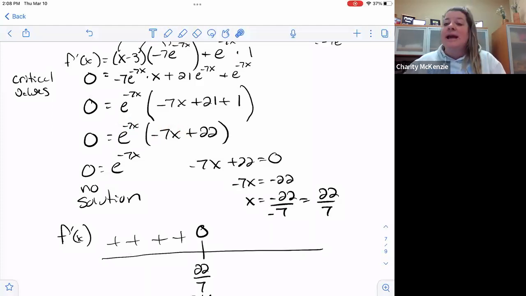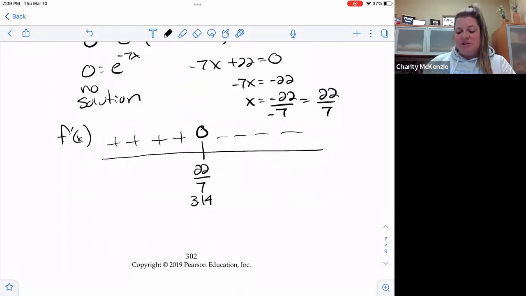I'm going to have to use my calculator. So I'm going to put in my calculator e to the -7 times 4, and then parenthesis -7 times 4 plus 22. I got an ugly negative. Don't really care what the number is. It was like an ugly decimal. I just care that it's negative.